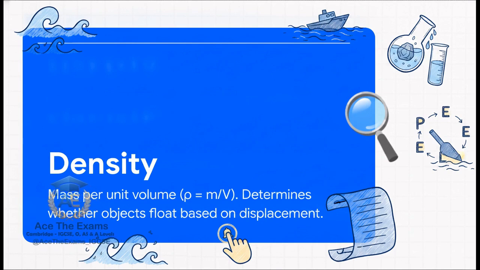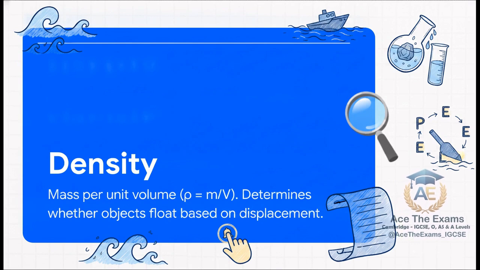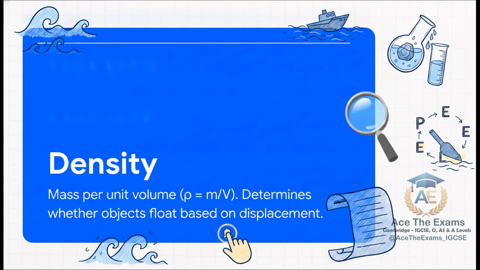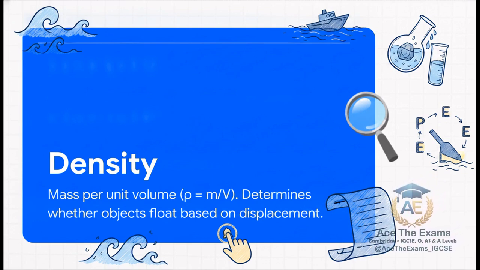Okay, so what's really fascinating about this foundational concept is that true mastery isn't just knowing the formula, rho equals m over v. That formula is just your entry ticket. It gets you in the door. True mastery is applying it logically to everything from water displacement to buoyancy.